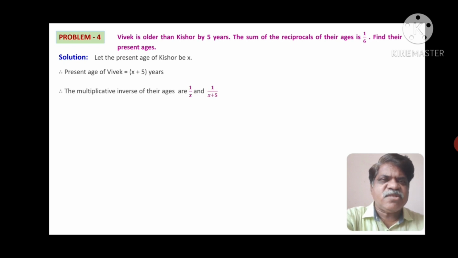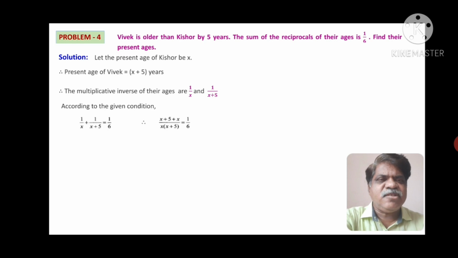The multiplicative inverses of their ages are 1 upon x and 1 upon x plus 5. So, according to the condition given in the problem, we will write 1 upon x plus 1 upon x plus 5 is equal to 1 upon 6. So, we will solve this one. Left hand side: x plus 5 plus x upon x into x plus 5, because x into x plus 5 is the LCM. For the first term you have to multiply with x plus 5 and the second term with x. So, we are getting x plus 5 plus x upon x into x plus 5 is equal to 1 upon 6.